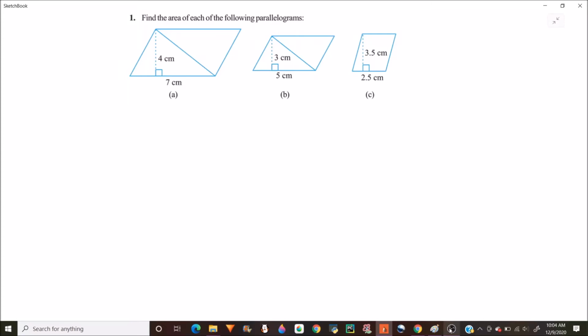Hello everyone, in this video we are going to learn how to find the area of a parallelogram. So the area of a parallelogram is given by the formula: area is equal to base times height.